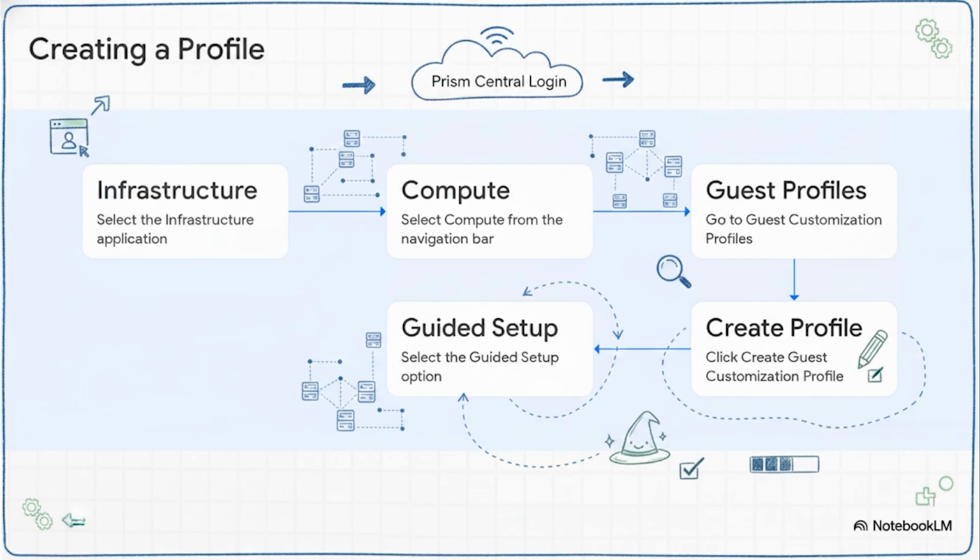You log into Prism Central, and from the Application switcher, you select the Infrastructure application. Next, from the left-hand navigation bar, you select Compute, and then click on Guest Customization Profiles. Once you're on that list view, you simply click Create Guest Customization Profile, and then pick the Guided Setup option. This launches a really smooth, user-friendly, wizard-based workflow that walks you right through defining your standard configurations. And the best part? You don't have to touch a single line of code.